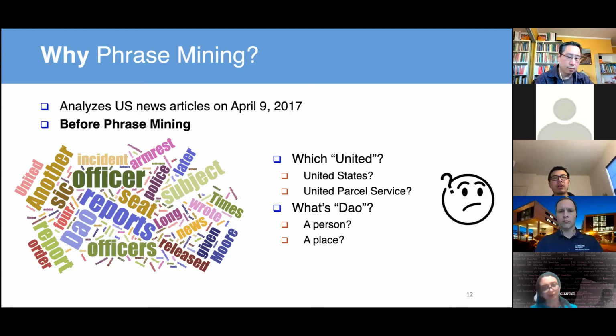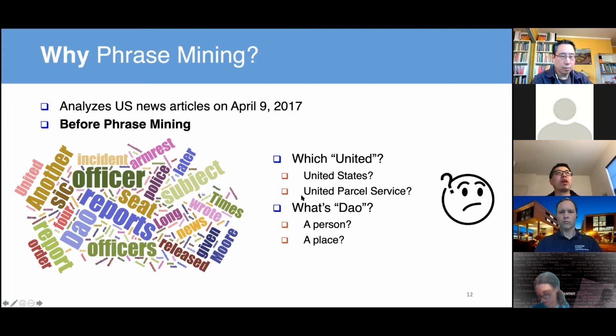Is this United States? Is that UPS? Or maybe United Airlines or many other things. In the US, "United" is really ambiguous if you only look at this unigram. And if you look at this "DAO", if you are familiar with some of the things, it could be a person name, it could be a place, it could be some mysterious Asian symbol that you just don't know. So it's ambiguous if you look at this word cloud.